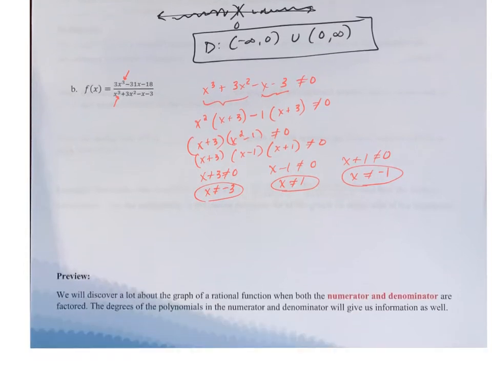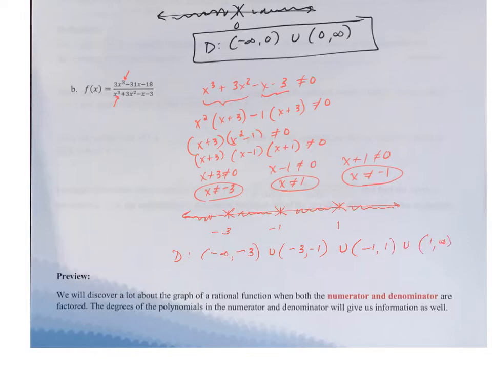So when I write my domain, again, if you want to use a number line, you can. x cannot be negative 3. x cannot be negative 1, and it cannot be positive 1. But it can be any other value. So the domain is negative infinity to negative 3 union negative 3 to negative 1 union negative 1 to 1 union 1 to infinity. And that is your final answer.